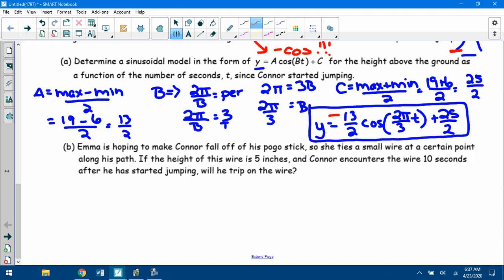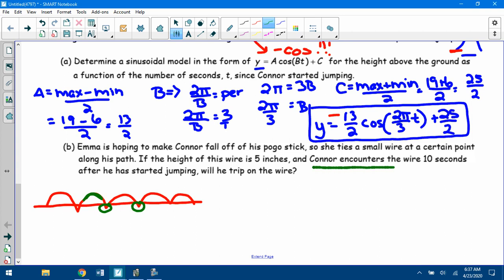Okay, so you can picture what's happening. Here's Connor jumping on his pogo stick. Not exactly like a cosine graph. It's not as curvy, but kind of. And Emma's going to tie this wire at 5 inches. So there are going to be certain times when Connor's safe. He's jumping right over the wire. But if he's down in one of these spots, he's going to hit the wire. It's going to be unfortunate for him. So I got to see when he encounters it, 10 seconds. So that's t equals 10.